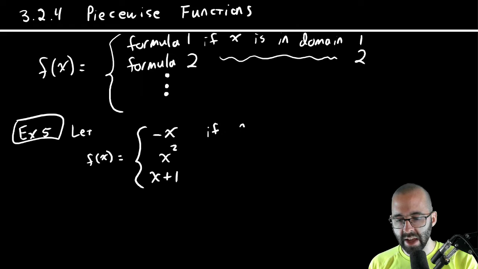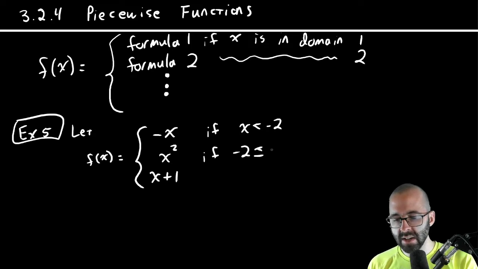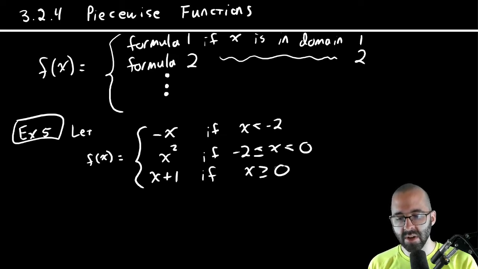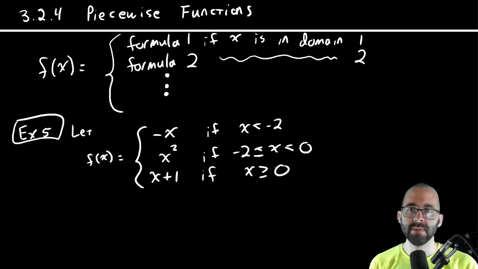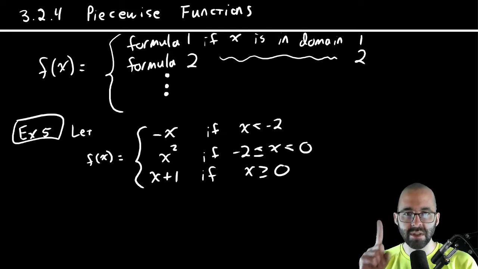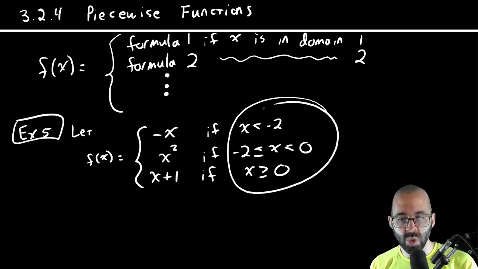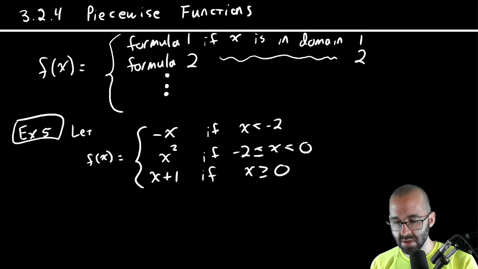So if x is less than negative 2, we use the first formula. If x is between negative 2 and 0, we use the second formula. And if x is bigger than or equal to 0, we use the third formula. So that's how it translates. We have 3 formulas, and to decide which formula we use, because we're only using one, it's a function, there should only be one output, this is how we decide which one to use.